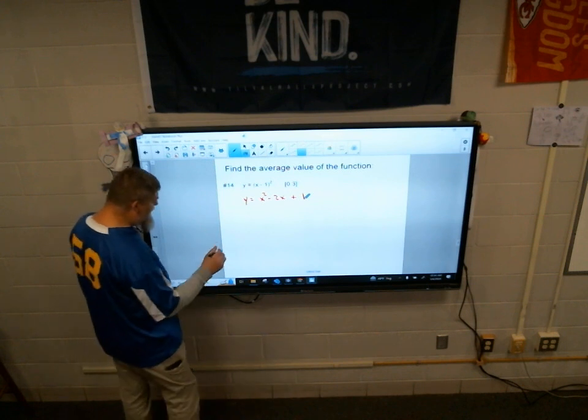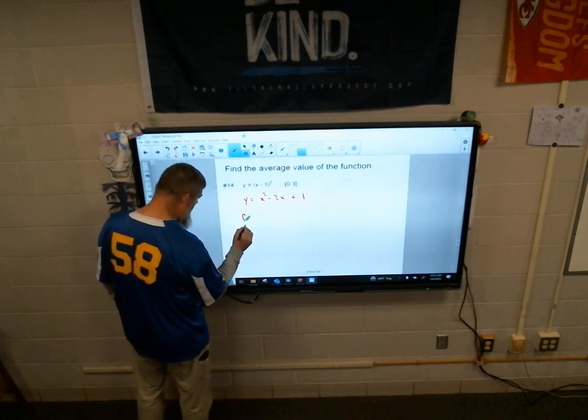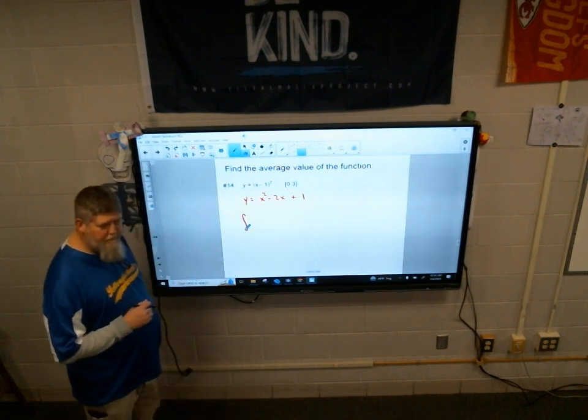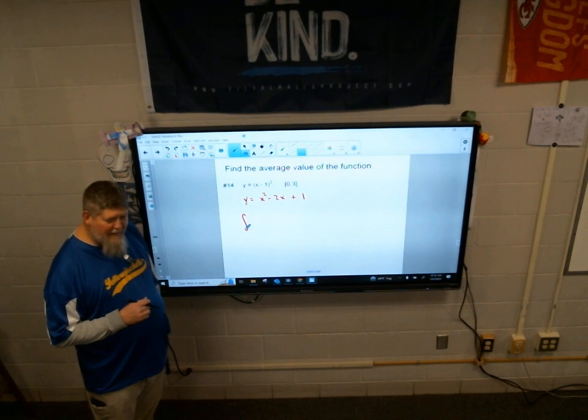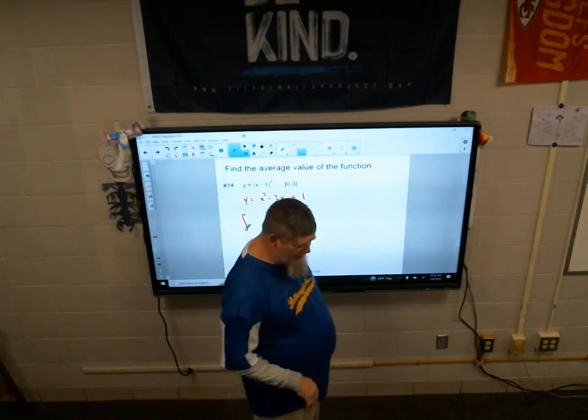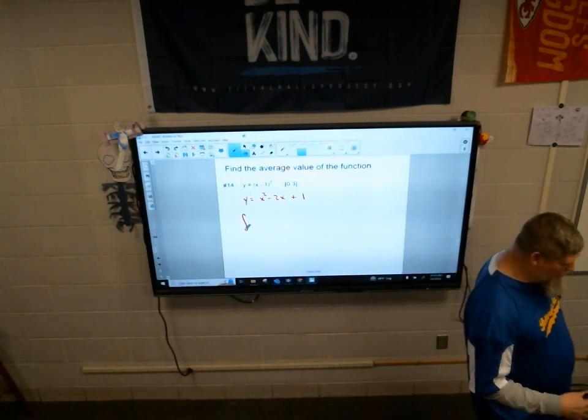Okay, multiply that out. And then let's write out my integral. The first thing I'm going to do is the integral symbol, which means what, Sam? You add. I'm adding something up. You add all the rectangles up. And what do you know about the rectangles?